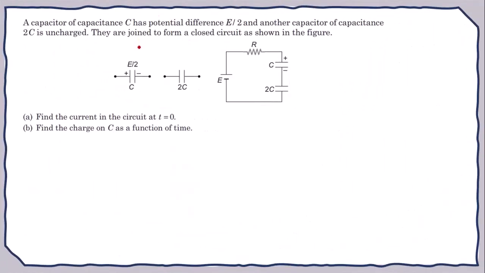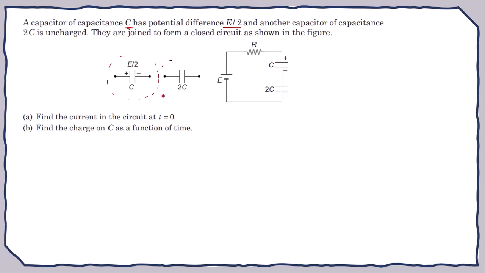In this lecture, I am going to solve one of the interesting problems from the RC circuit, capacitor resistance circuit. So this is the problem where it has been given that there is a capacitor of capacitance C which is initially charged with a potential difference of E by 2.